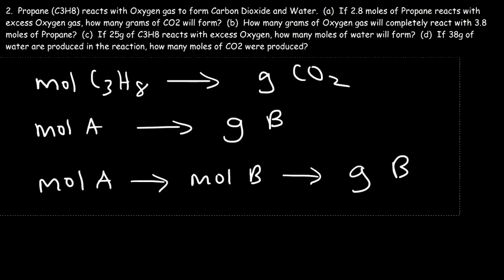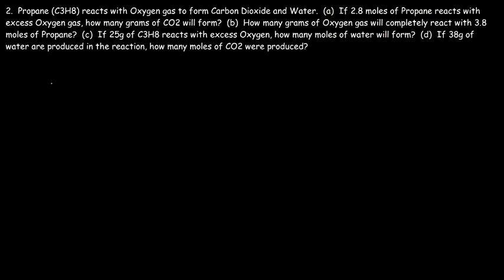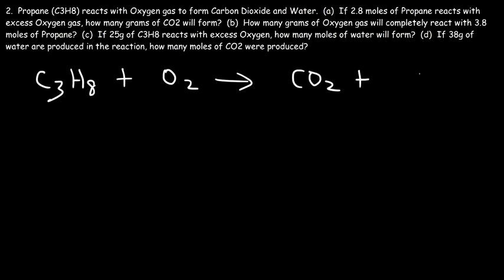Now, before we can begin, let's write a balanced chemical equation. So we have propane, C3H8. It reacts with oxygen gas to produce carbon dioxide and water. So we have 3 carbon atoms on the left. Therefore, we need to put a 3 in front of CO2. And there are 8 hydrogen atoms on the left and 2 on the right. 2 times 4 is 8, so let's put a 4 in front of water.